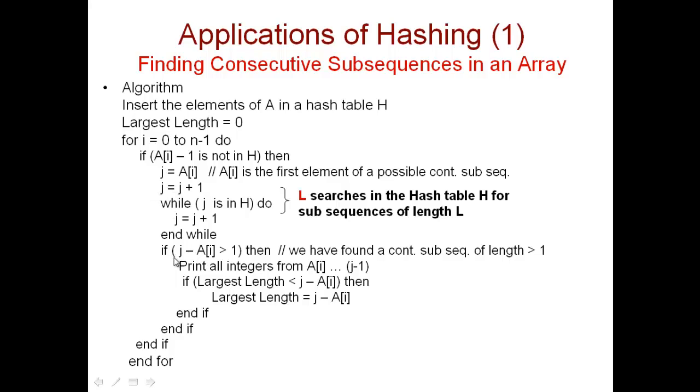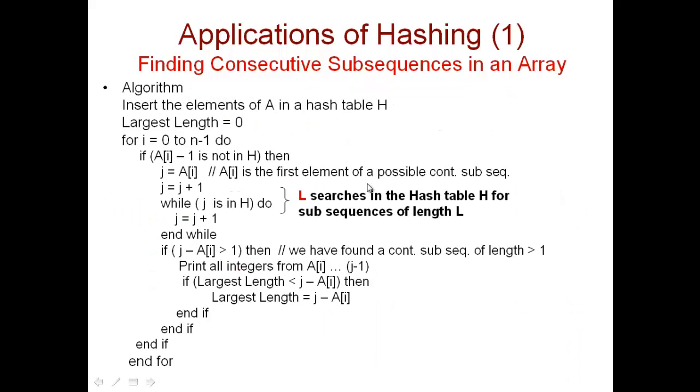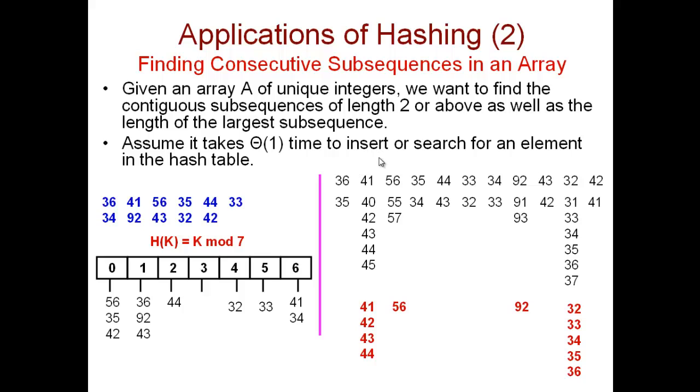after the loop. So j minus a of I, in this case that will be 45 minus 41. And what does that give us? 45 minus 41 is 4. That gives us the length of that subsequence starting from 41 and ending before 45. So that's what 45 minus 41 gives us. It gives the length of the subsequence starting from 41 and ending before 45.